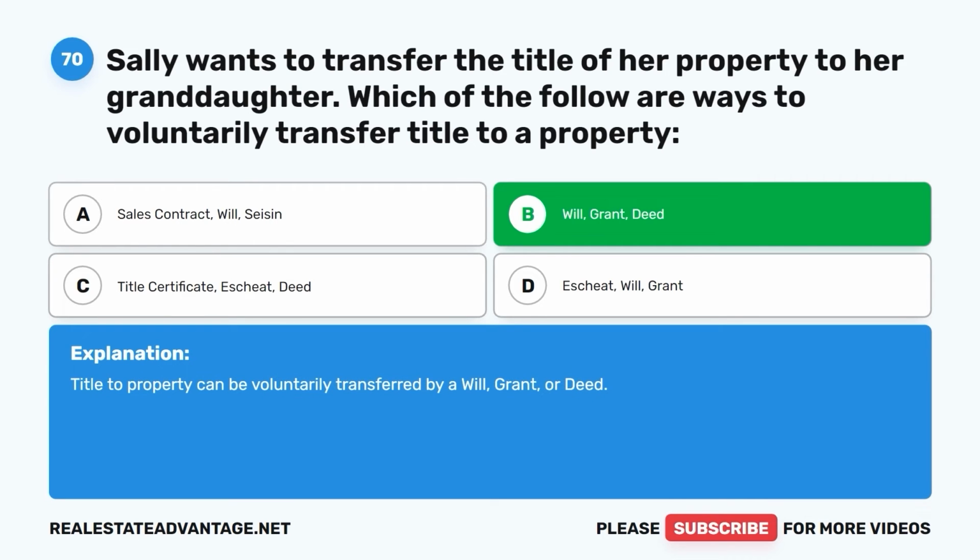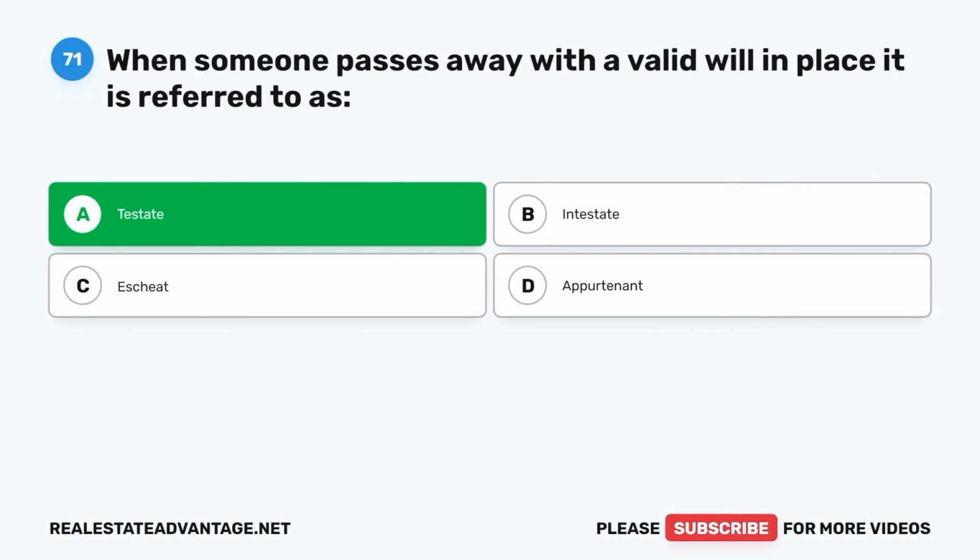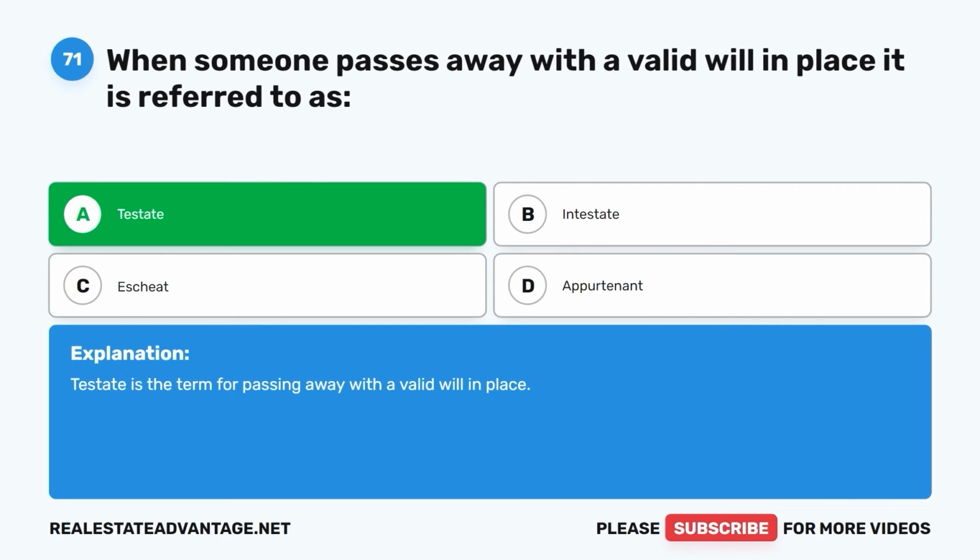Title to property can be voluntarily transferred by a will, grant, or deed. Question 71. When someone passes away with a valid will in place, it is referred to as A. Testate, B. Intestate, C. Escheat, D. Appurtenant. The correct answer is A. Testate. Testate is the term for passing away with a valid will in place.